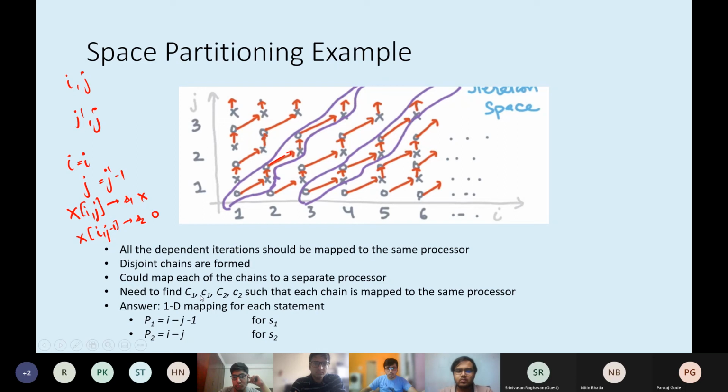So we need to find such affine functions so that each chain is mapped to the same processor. The answer is that we have a 1D mapping for these statements, which means that the dimensionality of the processor space is one. The first function is i minus j minus one for S1, and for S2 it is i minus j. Since our chains are roughly at a 45 degree angle, we could intuitively see that these are the correct mappings. When we check whether the dependent iterations are getting mapped to the same processor, they indeed are. So all of our data dependency constraints are satisfied with this affine function.